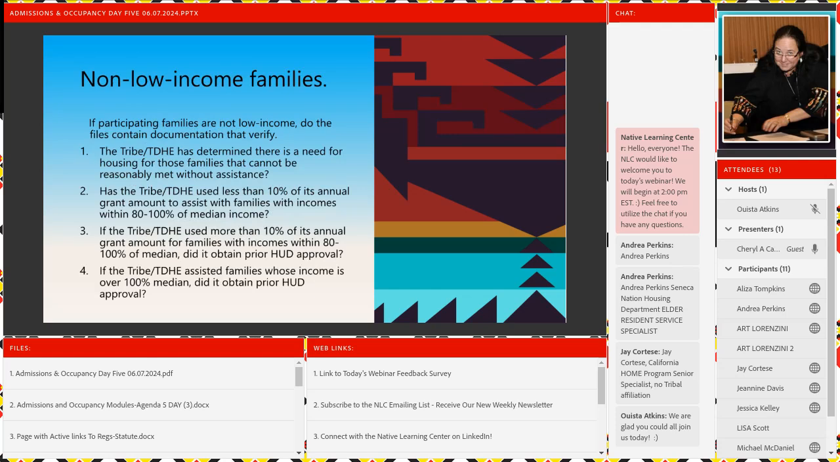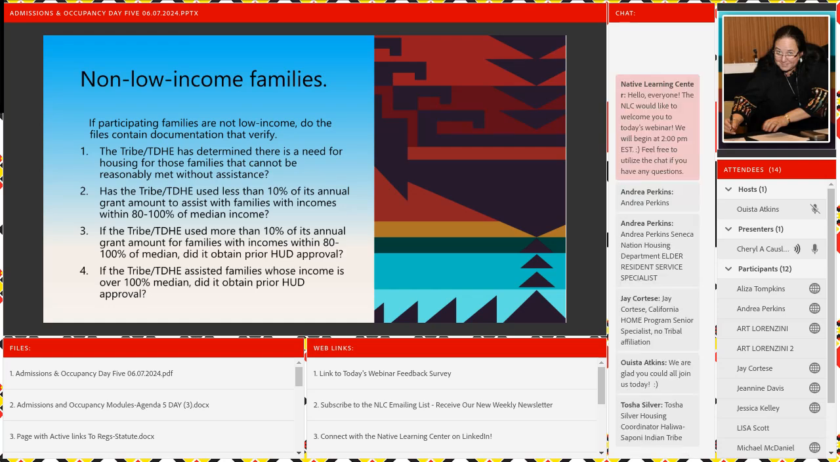So, if participating families are not low income, do the files contain the documentation that verifies the tribe has determined there's a need for housing for those families who cannot reasonably be met without that assistance or your tribal assistance? Has the tribe or TDHE used less than 10% of its annual grant amount to assist families with incomes that fall between 80 and 100%? And does that IHP give that 10% authority?